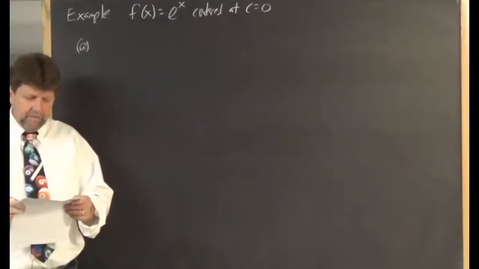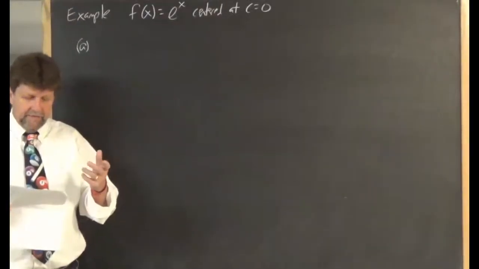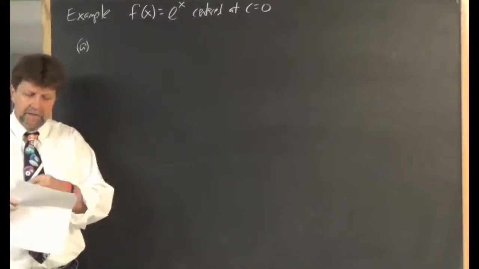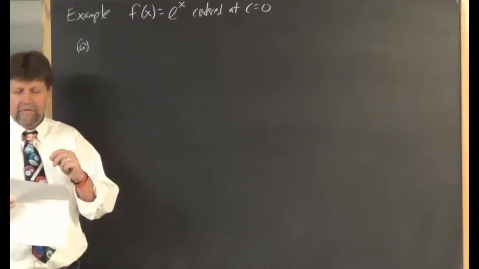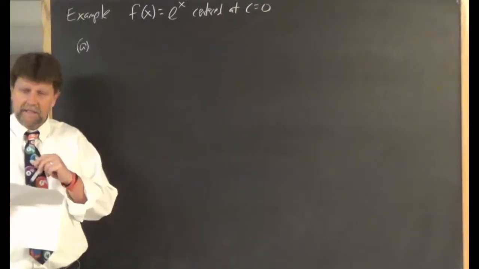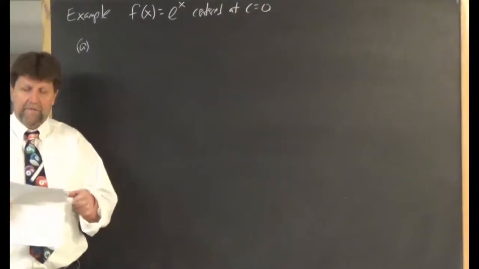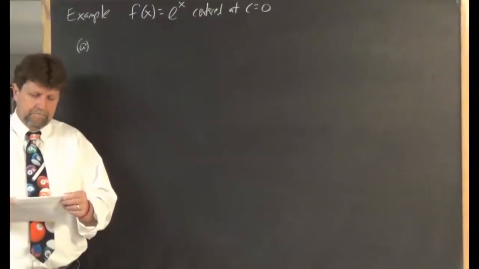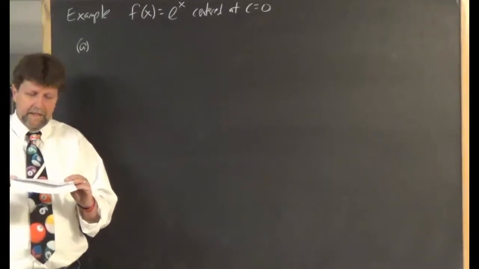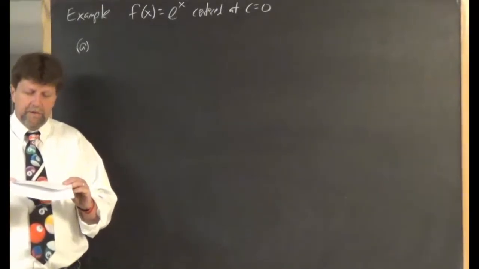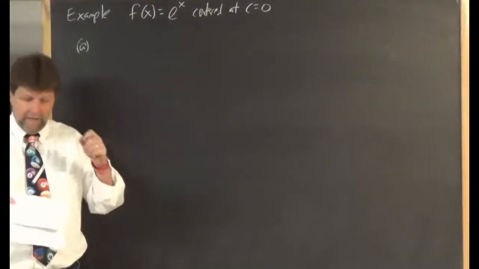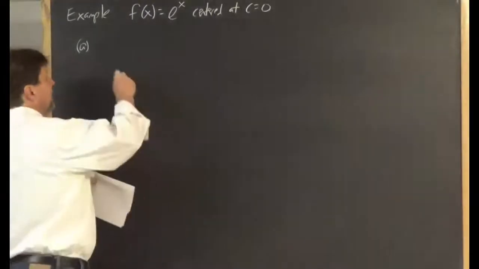All right, in this example, we're going to do three things. The first thing was determine the Taylor polynomials of order n equals 0, 1, 2, 3, 4, and 5, centered at c equals 0 for the function f of x equals e to the x. Here's the process that we go through to do this. So we want to get the Taylor polynomials of order 0, and then 1, then 2, then 3, then 4, then 5.